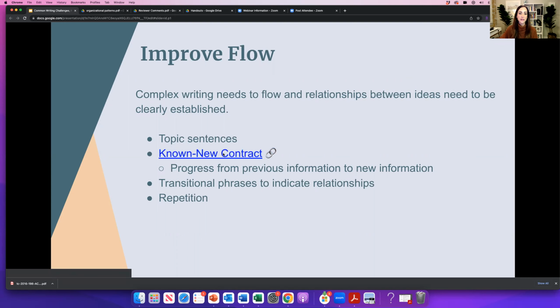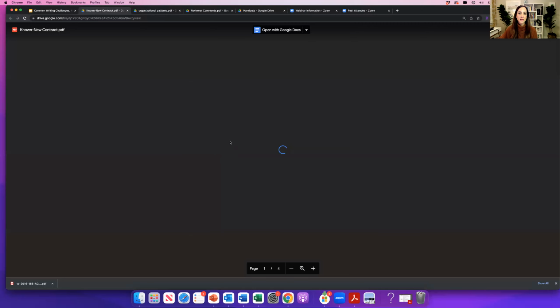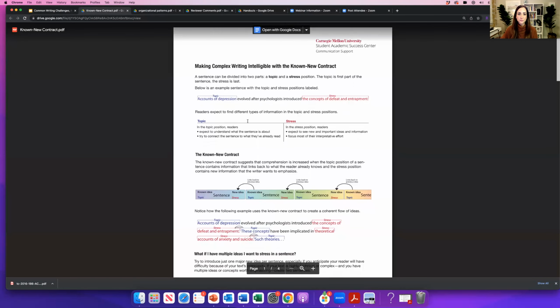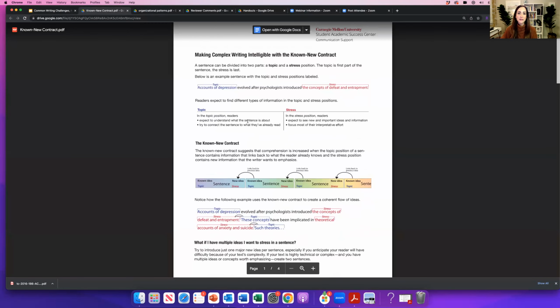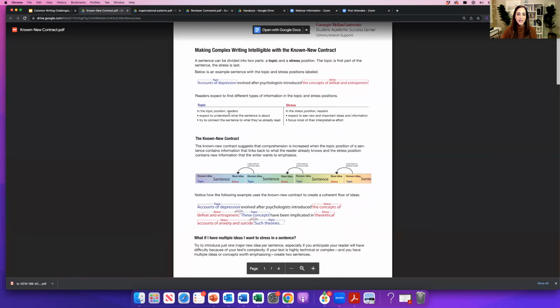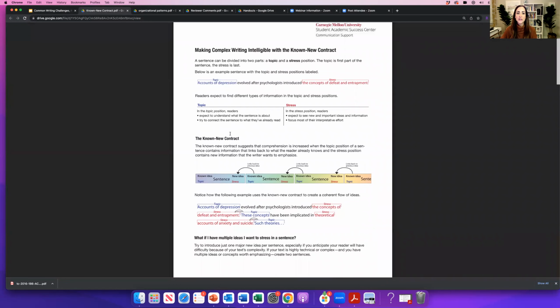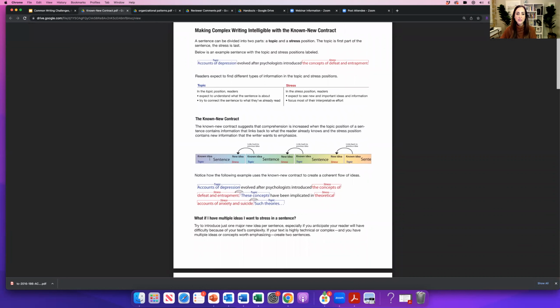Let's take a quick look at known to new. Again, I'll give you this handout. This is by Carnegie Mellon University. And it's all about the known new contract, where you have a known idea in the beginning of the sentence, and then the next sentence links the known idea and the new idea. So you're just kind of going back from this topic to stress position.